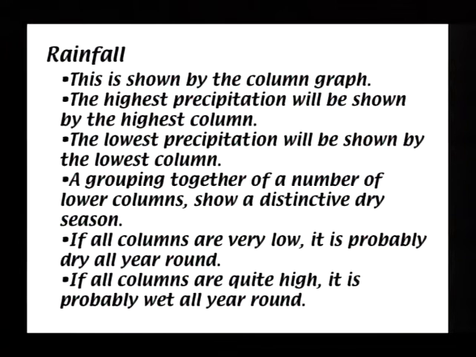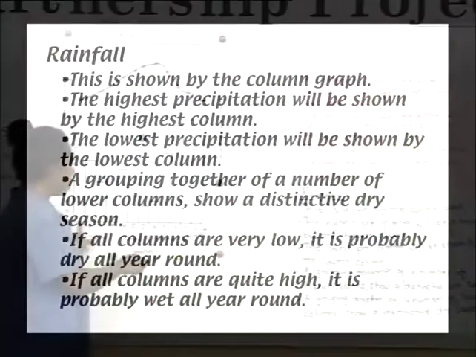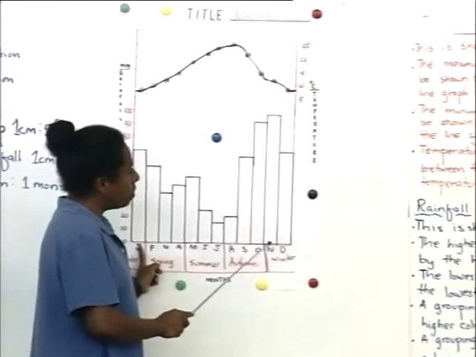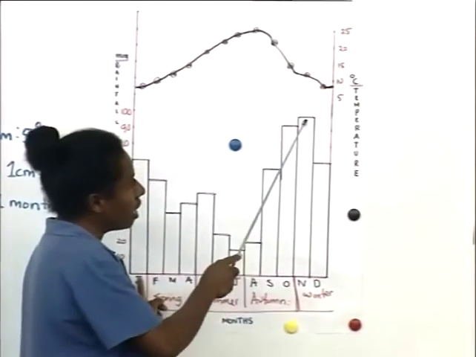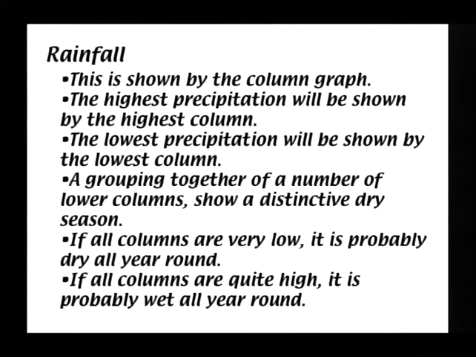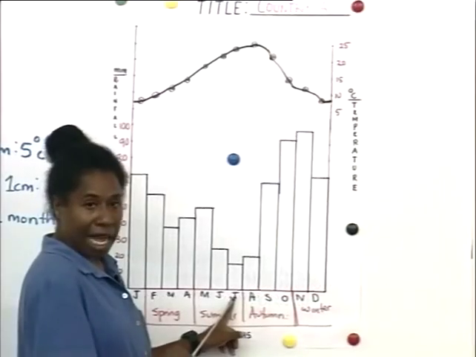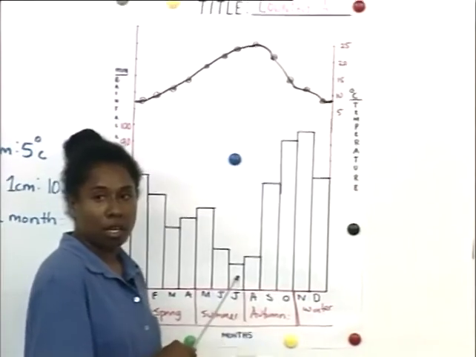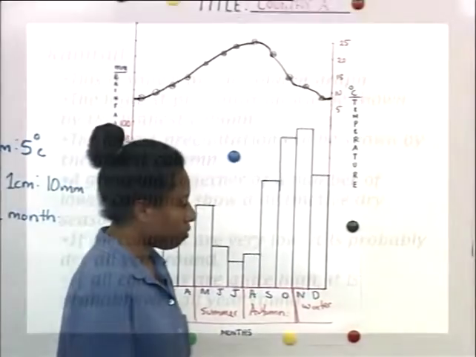The highest precipitation will be shown by the highest column. So if we look at this graph, what is the month that has the highest precipitation? It will be November, because that's the highest column. The lowest precipitation will be shown by the lowest column. So we check, the month of July contains the lowest column. Therefore, this is the month with the lowest precipitation.